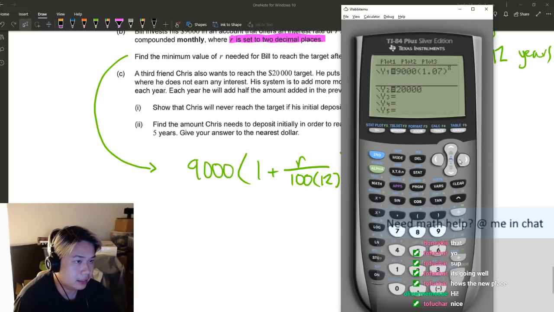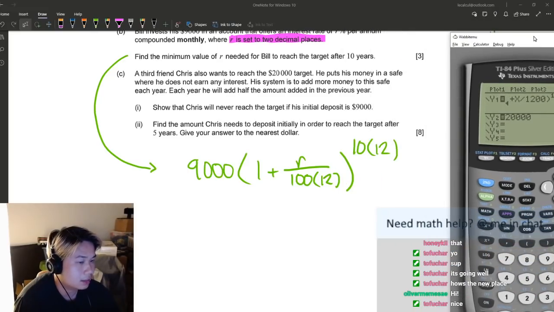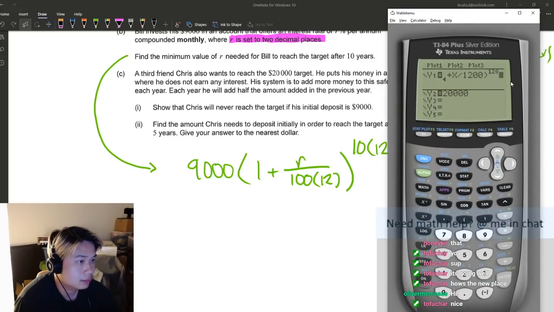So let's go back and change this up. The exponent should be 120. And then we are going to add X divided by, what's 100 times 12? 1200. Okay, just double checking that this looks like the right numbers. Yeah, okay, let's graph this and see what's different.